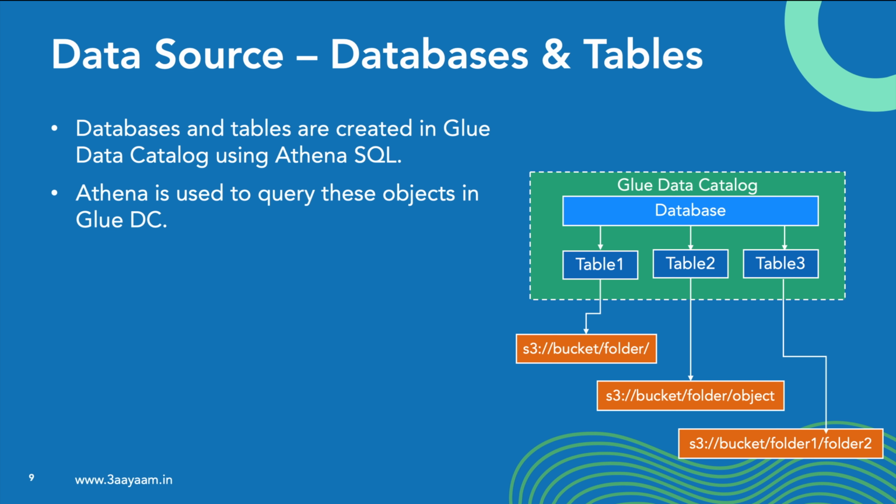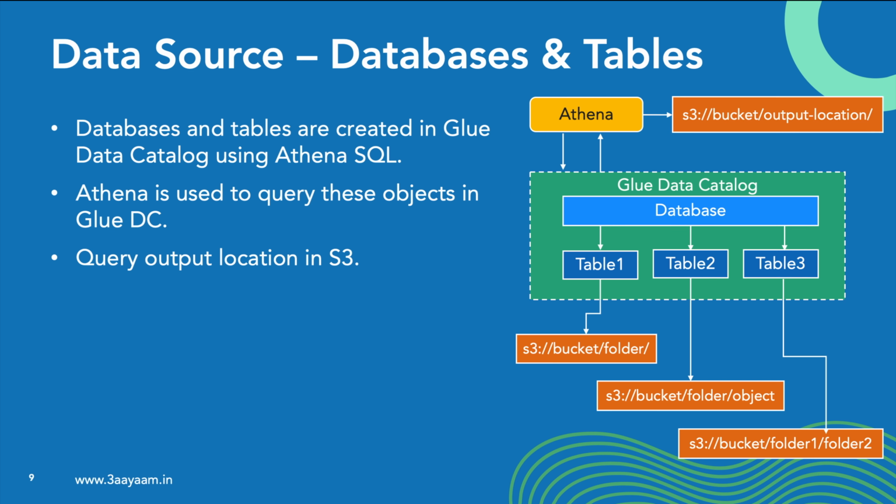Athena is used to query these objects in the Glue data catalog. So let's say we have Athena, we send the queries, get the metadata from the Glue data catalog, and then execute the queries in Athena. And the output that is generated by Athena has to be stored somewhere. So the query output is stored in S3. We have to provide a location in S3 where the query output should be stored.